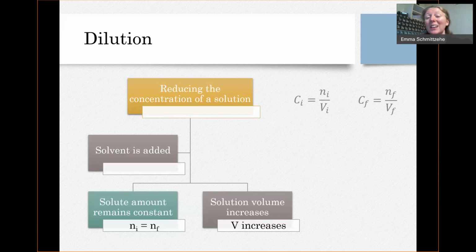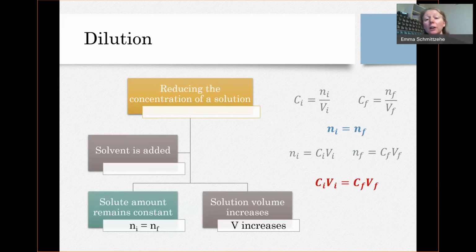The initial concentration is going to relate to an initial number of moles and an initial volume, whereas the final concentration is going to relate to some final number of moles and some final volume. And as I already said, the solute amount remains constant, so your number of moles stays constant. So Ni must equal Nf. That means we can take those two equations and rearrange them to solve for moles. So Ni equals Ci times Vi, and Nf equals Cf times Vf. It's just rearranging those first equations. Then we can set them equal to each other since the moles are equal. So we get the equation CiVi equals CfVf. That relates the initial and final concentrations with the initial and final volumes of those solutions.